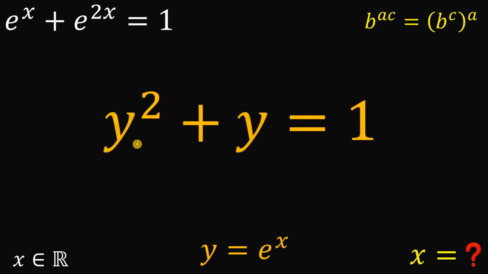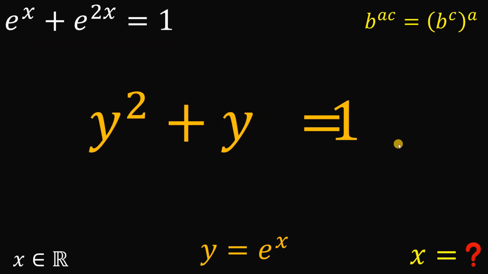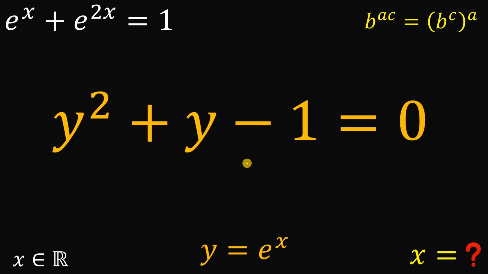So our equation now becomes y squared plus y equals 1. Now, this is our original equation, and it becomes a quadratic equation in terms of y. So, this is just y squared plus y minus 1 equals 0. And since it is a quadratic equation, we can now solve for the value of y. Let's use the quadratic formula.